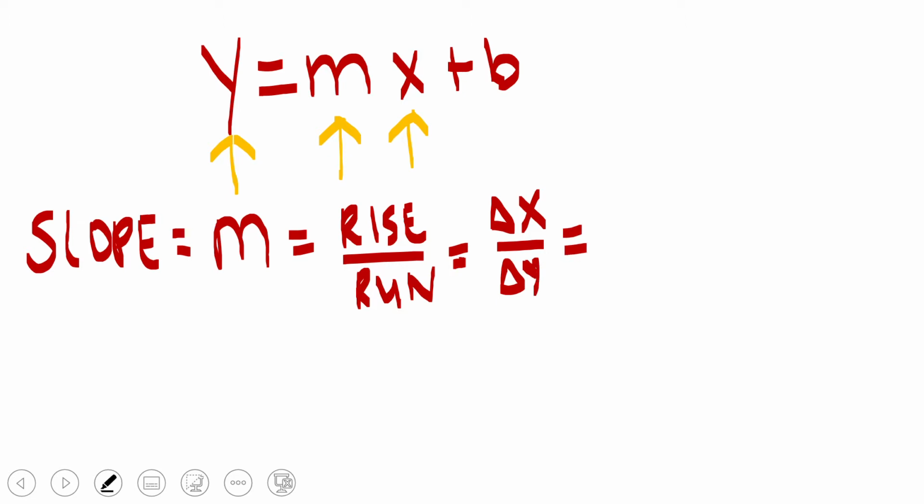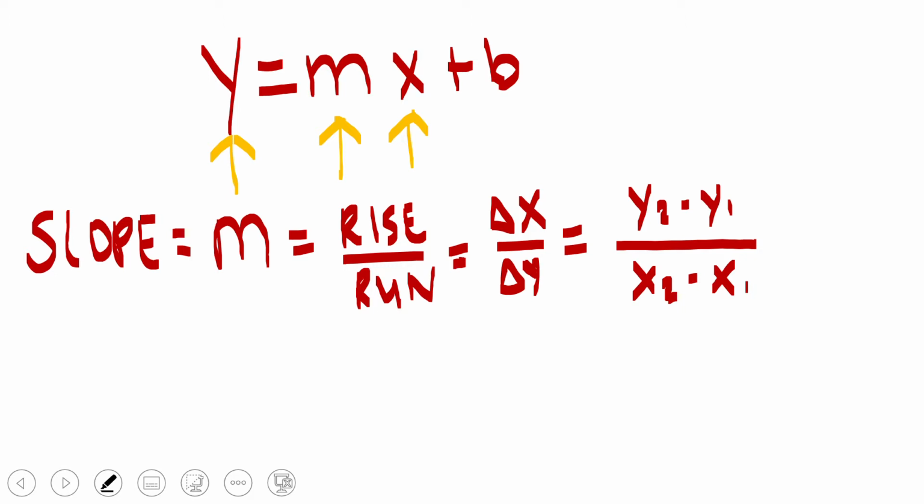When you're given two ordered pairs, there's two y's and two x's. So y subscript 2 minus y subscript 1 in the numerator over x subscript 2 minus x subscript 1 in the denominator from the two ordered pair points that you're given.